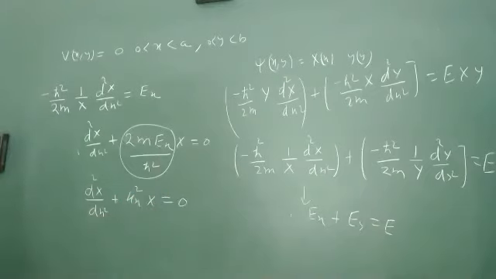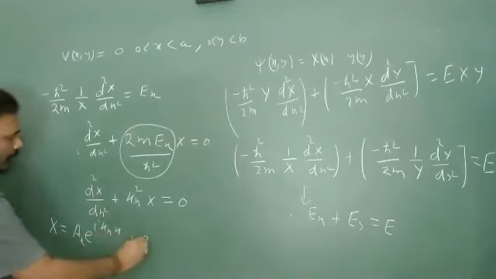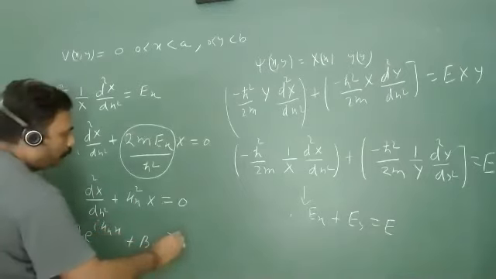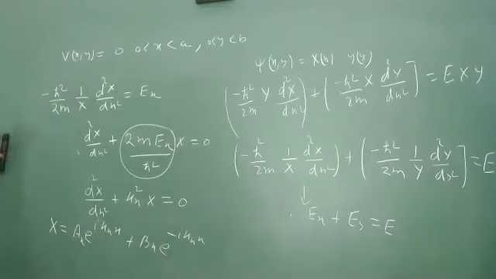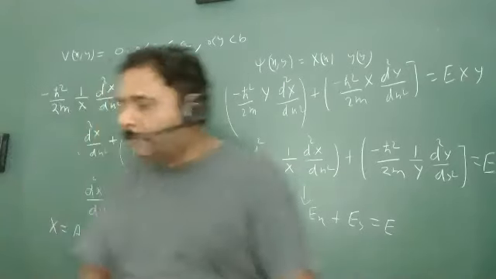Now what will be the solution? ψx is equal to Ax e to the power i kx x plus Bx e to the power minus i kx x. And this is inside the box. Outside the box potential is infinite, so the wave function is 0. So there is not any problem. Inside this box, this is the solution.